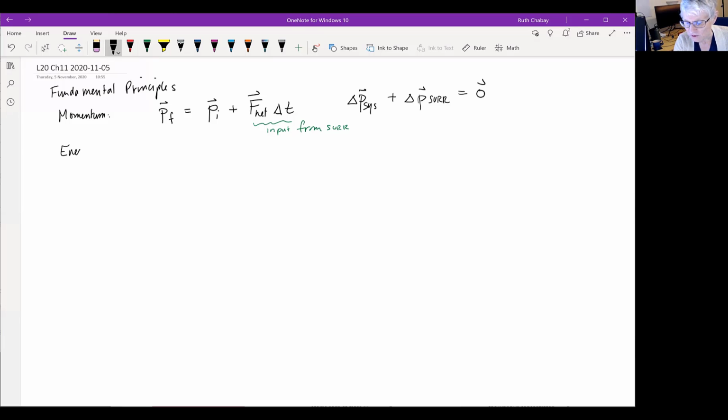We have the energy principle, which really looks similar in form. The energy of a system in some final state is equal to its total energy in its initial state plus inputs from the surroundings, which can be mechanical work. It can be energy transfer due to a temperature difference. There can be other things, electromagnetic radiation and whatnot. But it still has this same form: the change in energy is equal to inputs from the surroundings. And we have change of energy of a system plus change of energy of the surroundings is 0, and energy is a scalar, which makes it easier.